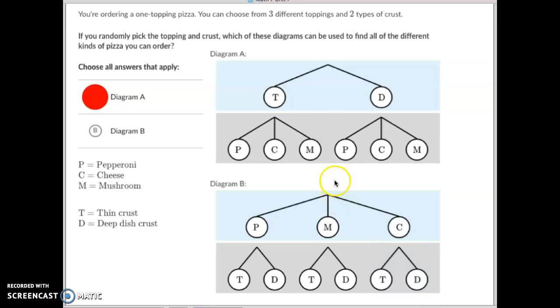Most people, I don't know, do you choose your crust first or do you choose your toppings first? I don't think it really matters in a pizza place. So they both would work in this case. You're choosing all the answers that apply.